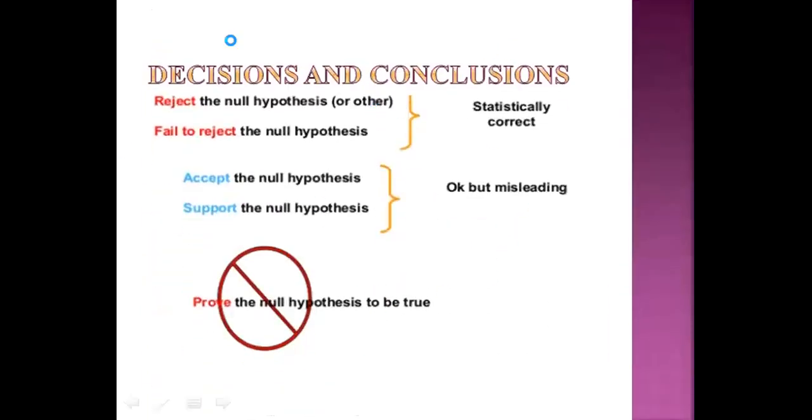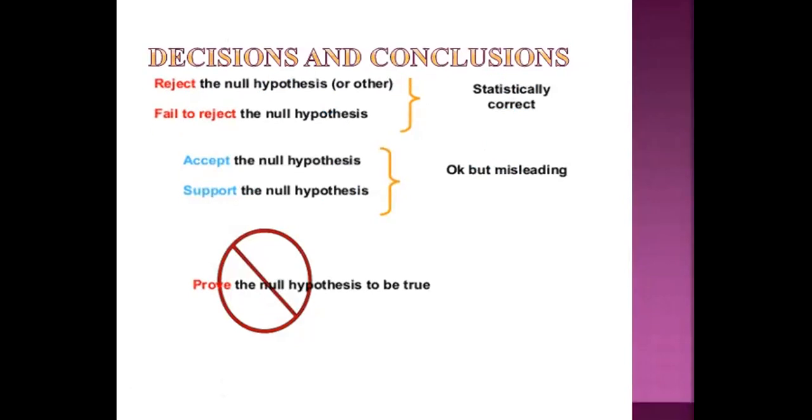Therefore, in hypothesis testing, if we quote the result, we can always quote it this way: reject the null hypothesis or fail to reject the null hypothesis. This is the statistically correct answer. If we say accept the null hypothesis, then it may be misleading. You should always use the terms reject the null hypothesis or fail to reject the null hypothesis.